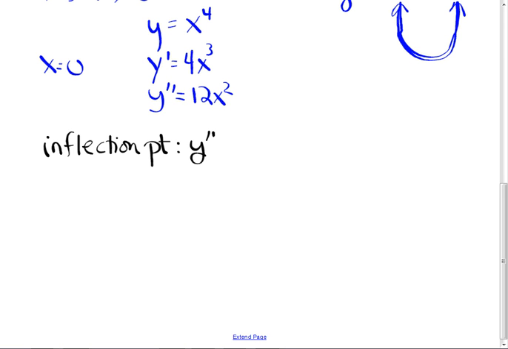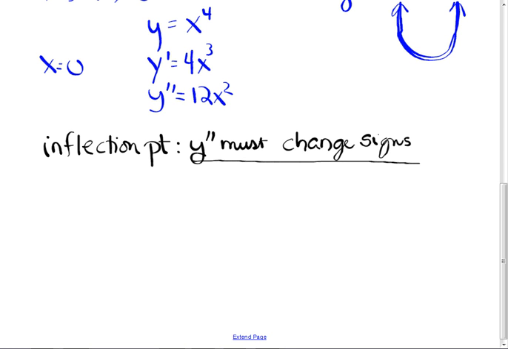Y double prime must change signs. Okay, guys. Shh. Some of you will say the concavity changes, but that will not get you any points. You have to say the second derivative changes sign.